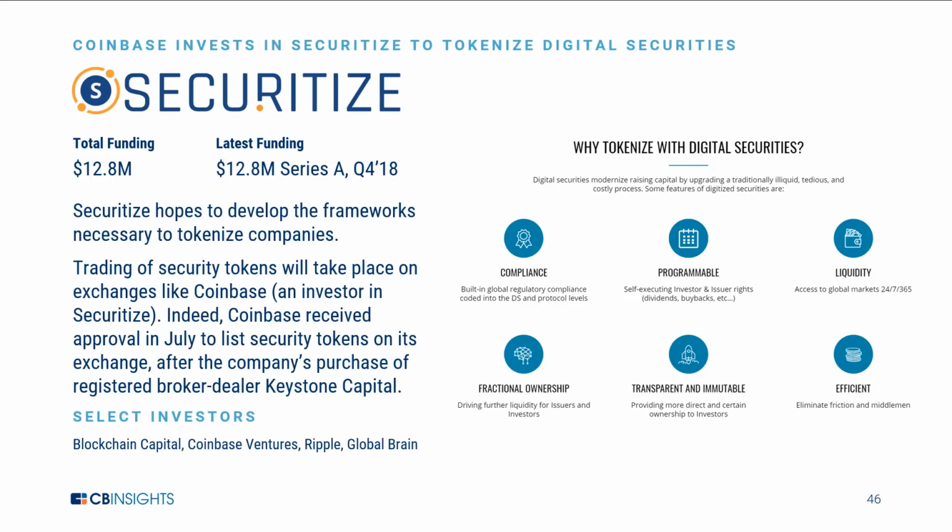Securitize is one example of a security token company and just received funding from Coinbase and Ripple, among other investors. The company hopes to develop the frameworks necessary to tokenize companies and their shares, and then trading of those security tokens could take place on exchanges like Coinbase, which actually received approval in July to list security tokens on its exchange after the company's purchase of registered broker-dealer Keystone Capital.